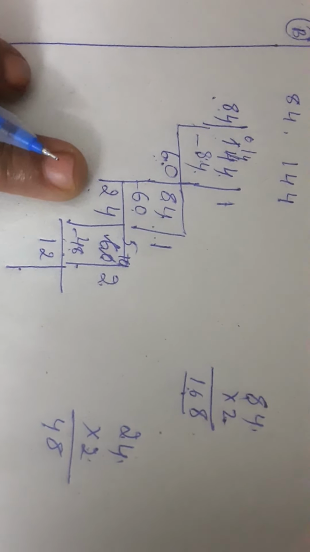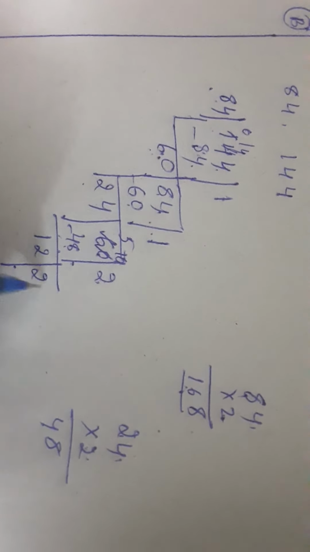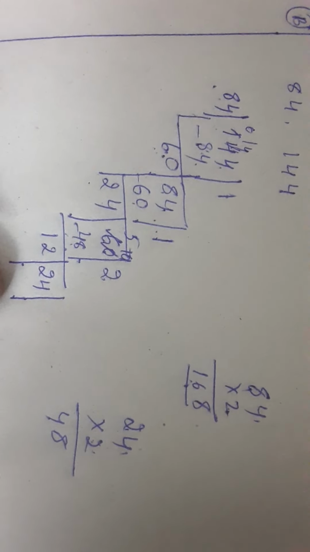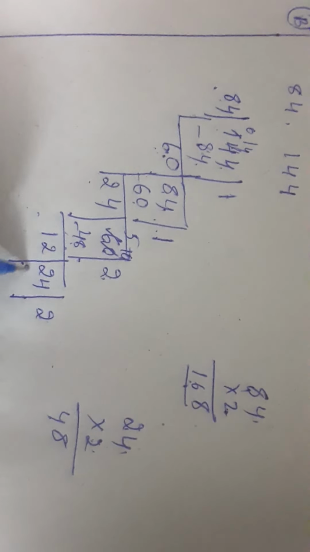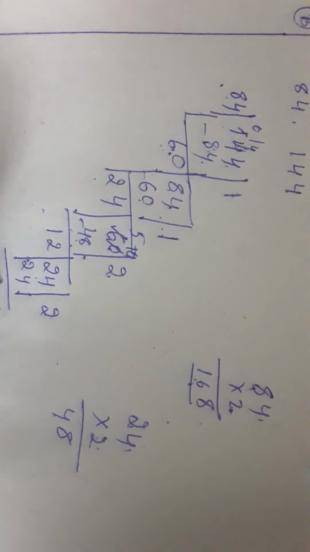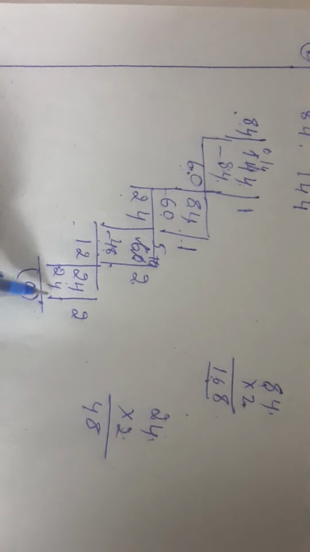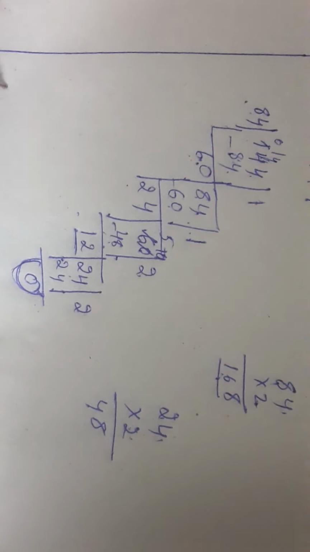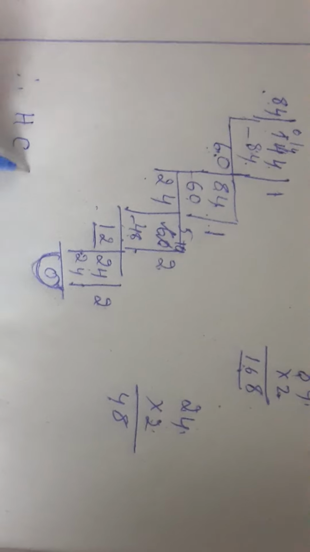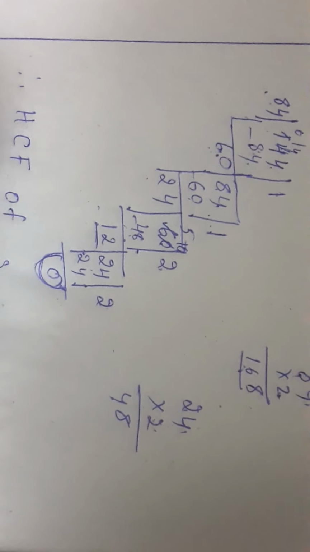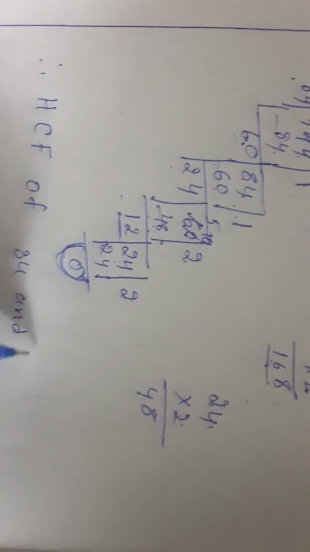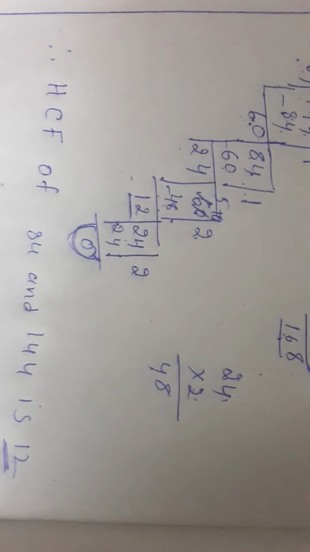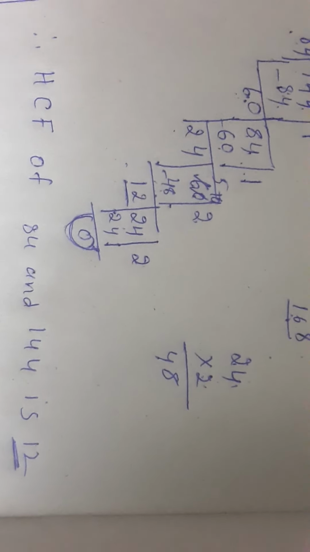Now divide 24 by 12. Read the 12 table. 12 ones are 12. 12 twos are 24. 2 12s are 24. 24 minus 24 is 0. So we get the remainder 0. Then our HCF is 12. Therefore HCF of 84 and 144 is 12. This is the long division method, children.